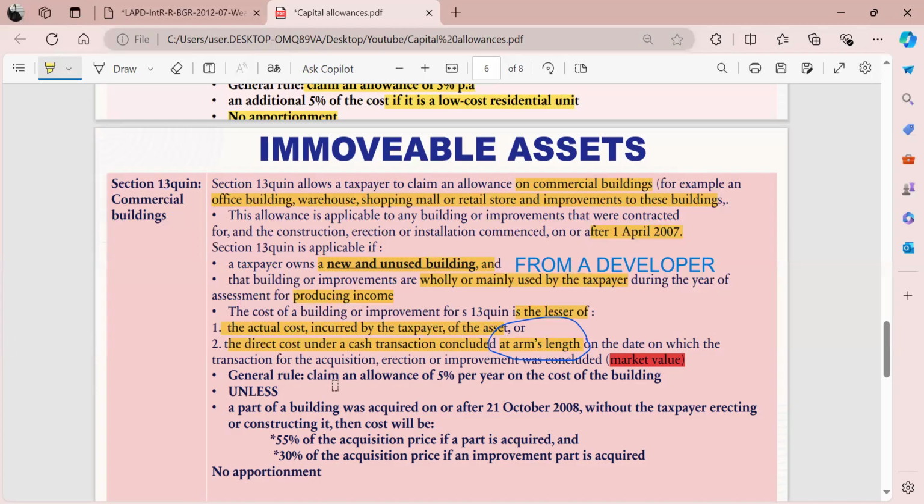The general rule is we are going to claim an allowance of 5% per year on the cost of the building unless a part of a building was acquired on or after 21 October 2008 without the taxpayer erecting or constructing it. So let's just say we've got a double-story building, and a taxpayer only purchases the first floor, or only a room in the second floor. So that's an example of part of a building.